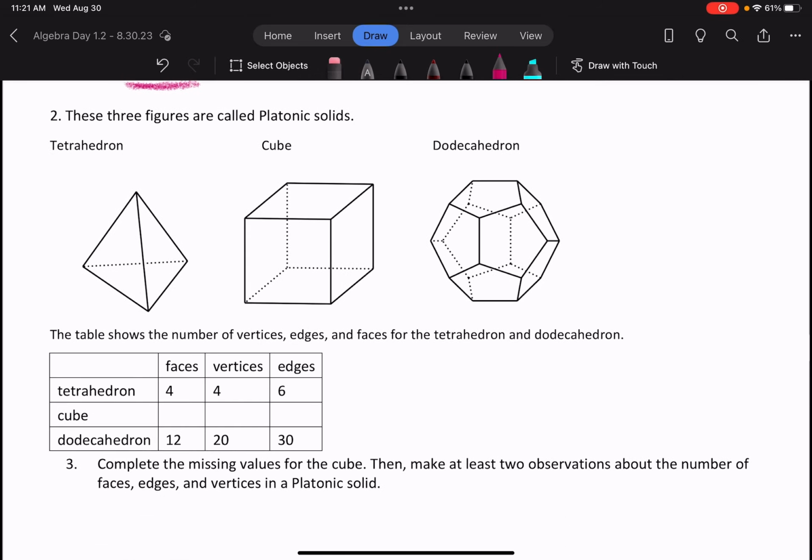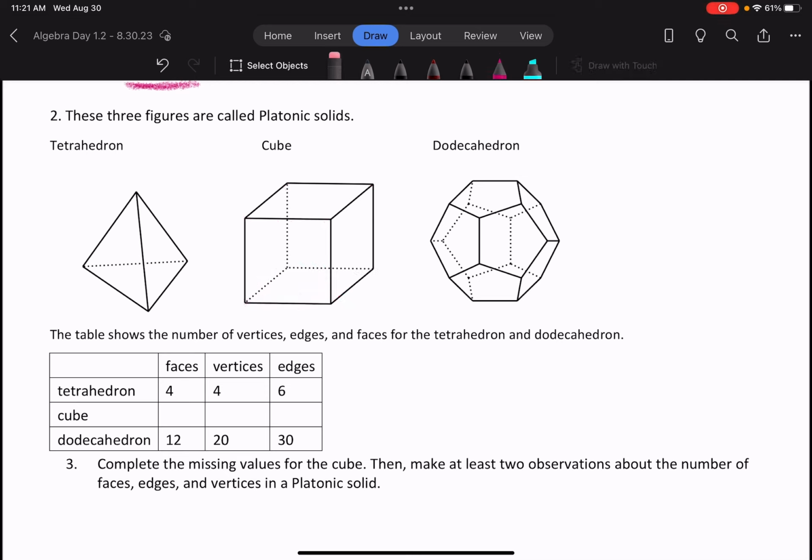Number two says these three figures are called platonic solids. So this tetrahedron, cube, dodecahedron, those are platonic solids. The table shows the number of vertices, edges, and faces for the tetrahedron and the dodecahedron, and then asks you to fill in that for the cube. So let me just review really quick. Your faces are your sides, okay? The vertices are your corners. And then your edges are the lines along the edge. Okay? And so when you're counting those, you're going to figure out how many of those there are.